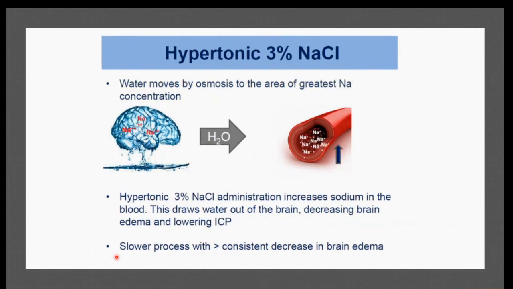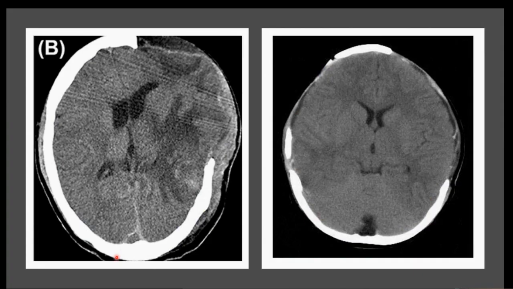The other thing is the hypertonic normal saline. It has an almost similar mechanism of action. You have lots of sodium inside the blood vessels because of this hypertonic saline, and this will cause the water to shift from the outside to the intravascular component, and this will reduce the brain edema.